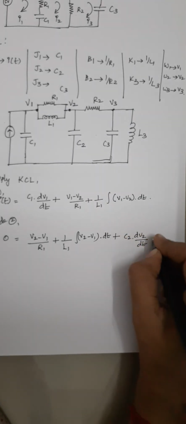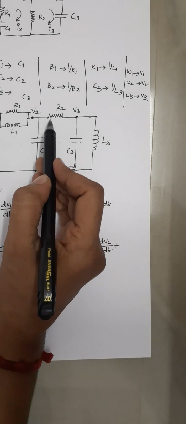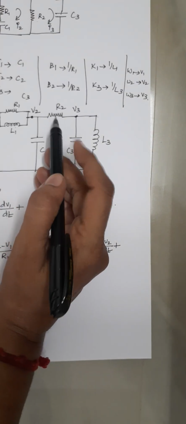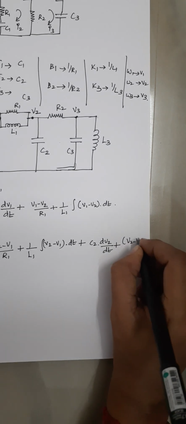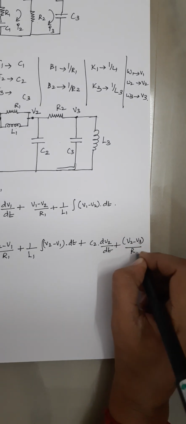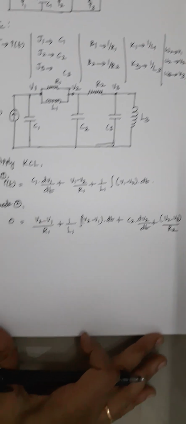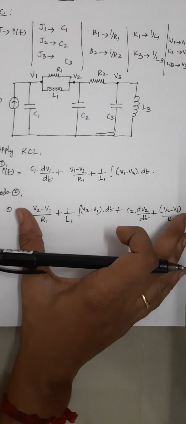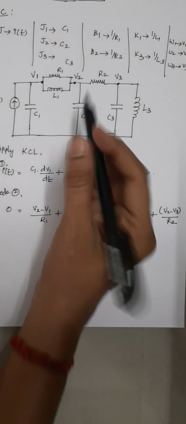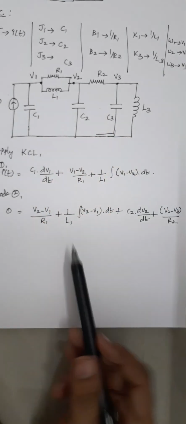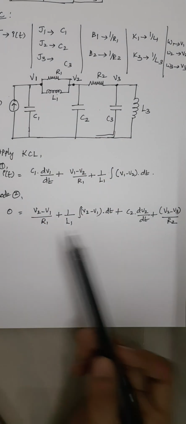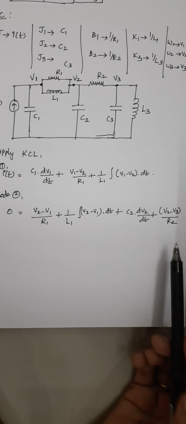dV2 by dt plus next one is this R2, and this R2 is common for node 2 and node 3. So here I have to write it as (V2 minus V3) divided by R2. Right. This is the respective nodal equation for your node 2. Again, this node 2 consists of 4 elements, and our expression also consists of 4 parts. 1, 2, 3 and 4.